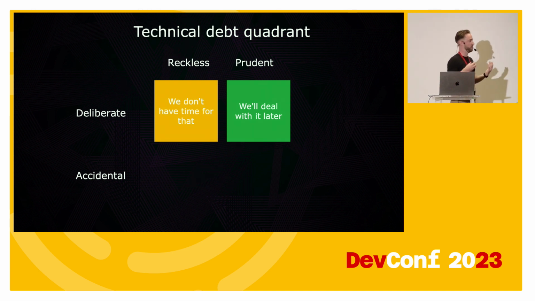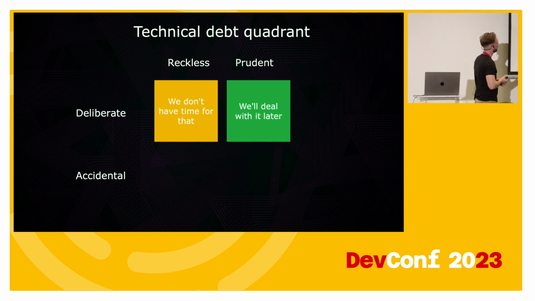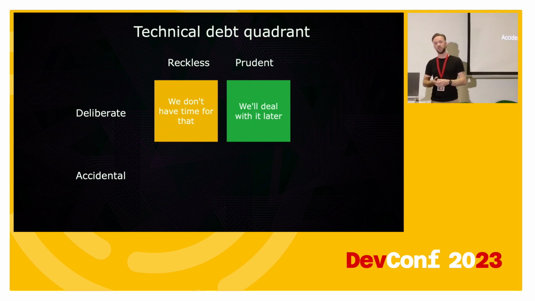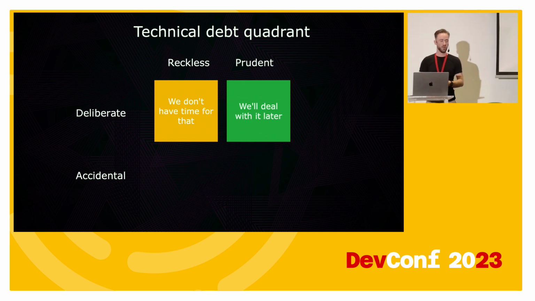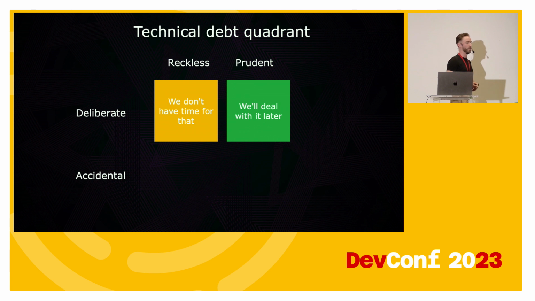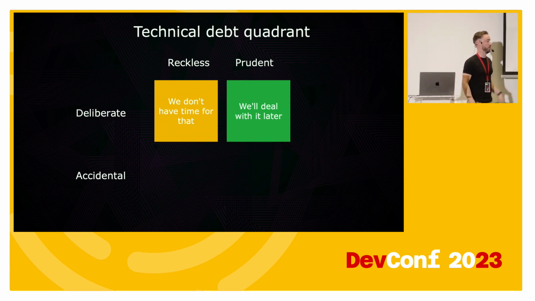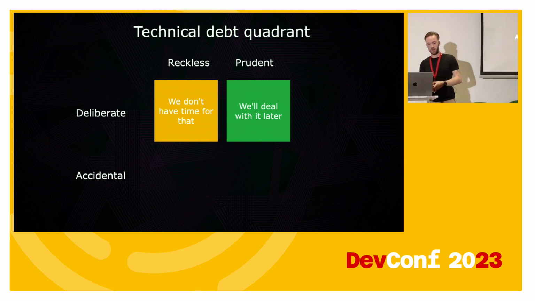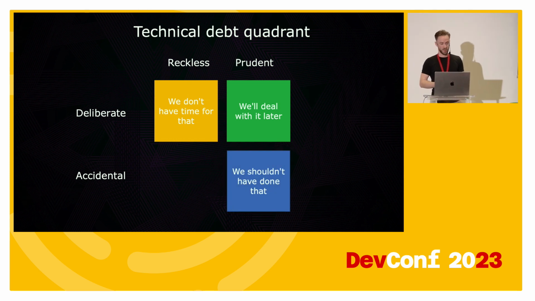Then there's the same kind of choice. I mean, we deliberately take on technical debt, but in this case, we do it recklessly. There's not really a plan. We know that's technical debt, but we don't care about it. Okay? Don't be in that category.